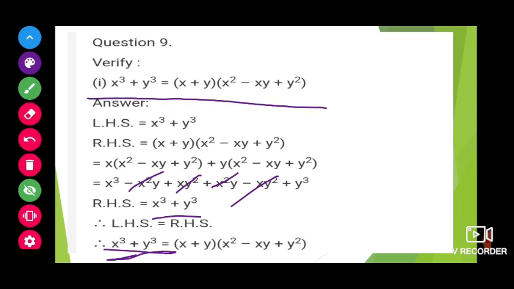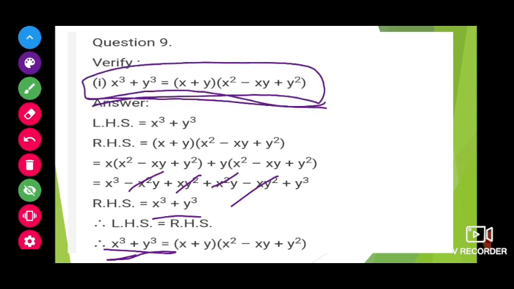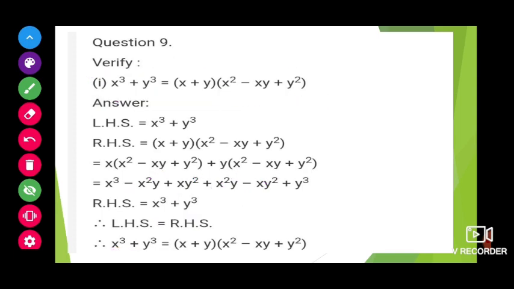This is one of the famous formulas, children. Good formula. One of the identities. Please keep it in mind.